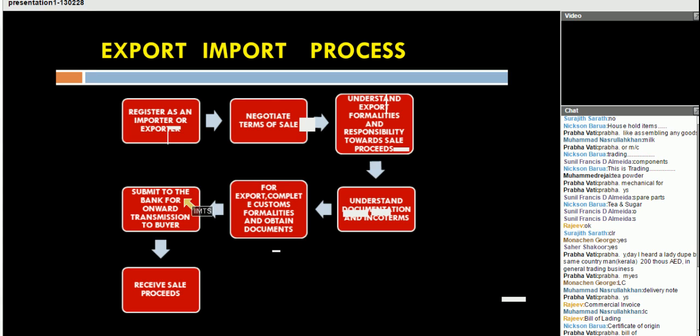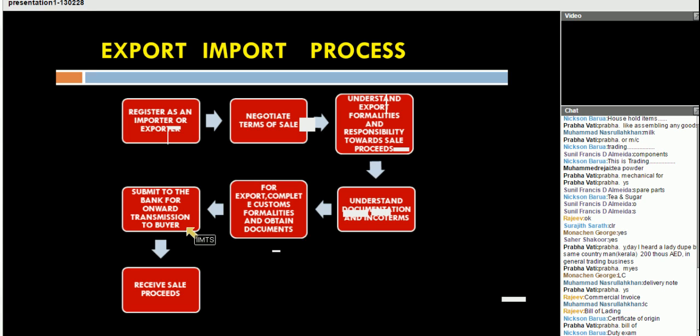Then, the next step is to submit to the bank for onward transmission to the buyer. You have to make your payments to the bank, and the bank is going to settle your bill. Receive the sale proceeds. If you are importing, you will pay to the bank, and if you are exporting, you will get the amount from the bank, maybe in advance.